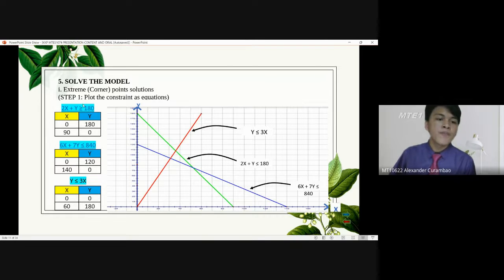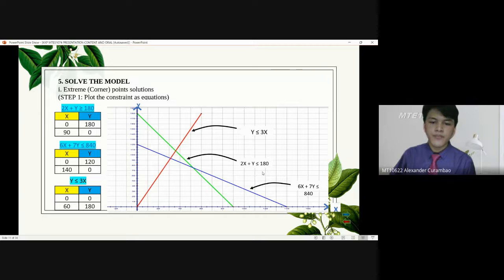We can change the symbol into equal to, because we want to make a graph. We need to make a straight line. So if we substitute 0 to x, the y will get 180. If we substitute 90 to x, the y will get 0. So these are the two coordinates here. If we plot them and then connect them, this is the first straight line that we can get from the first constraint.